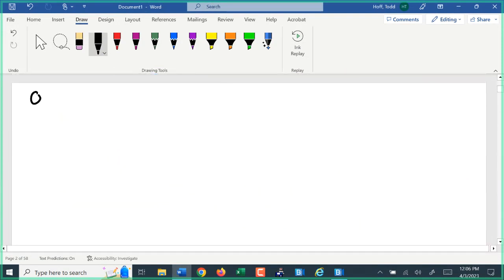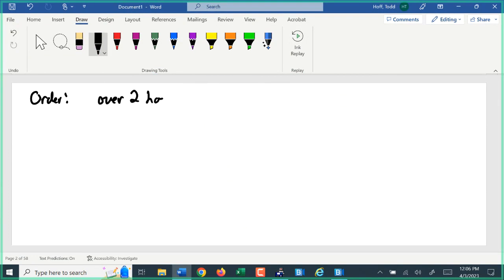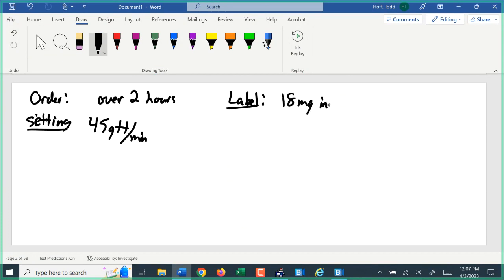So I'm going to have you guys try one here. So our order is to administer the medication over 2 hours. And the setting on the infuser is at 45 drops per minute again. And we look at our label on our bag. And our label is telling us that we are constituted at 18 milligrams in 5 milliliters with a drop factor of 18 drops per milliliter. So once again, I want you to find the milligrams for me. I'll give you about a minute, then we'll go over that one.